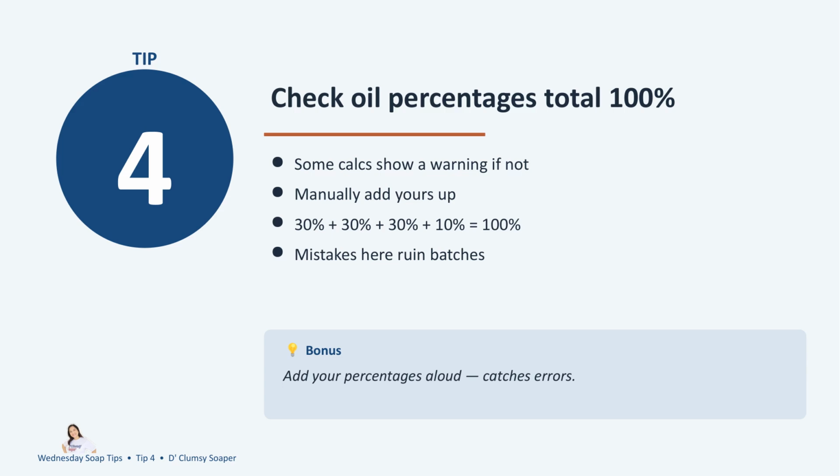If your percentages are even slightly off, your lye calculator is working from a flawed recipe, and that means your sodium hydroxide amount will be wrong. In cold processed soap, that could mean a lye-heavy bar that burns skin, or a batch that never properly saponifies. One quick manual check before you calculate protects your entire batch.